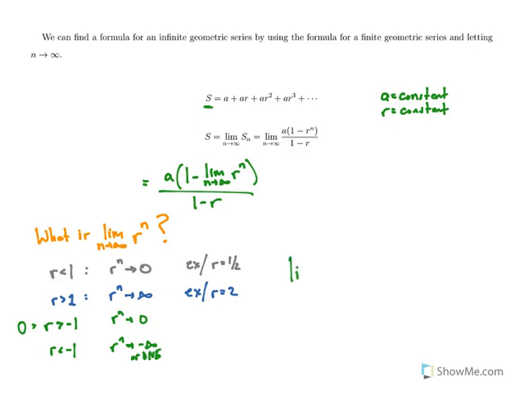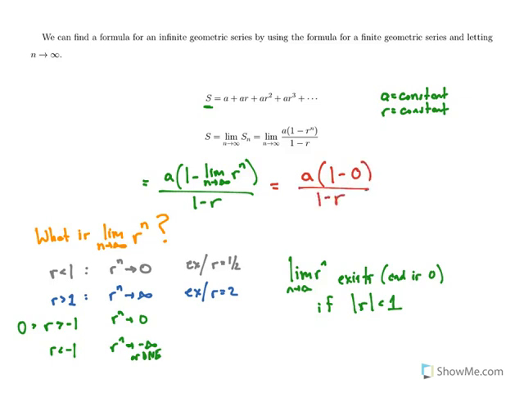So we're going to say that this limit exists and is 0 if the absolute value of r is less than 1. Which means that this limit here is going to be a times 1 minus 0 over 1 minus r, or just a over 1 minus r if the absolute value of r is less than 1.